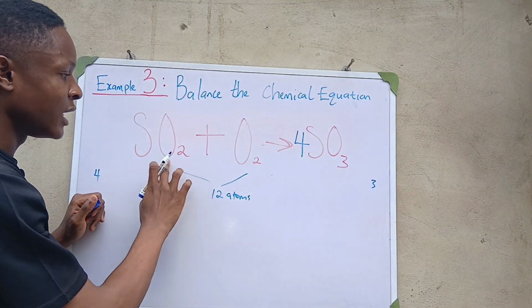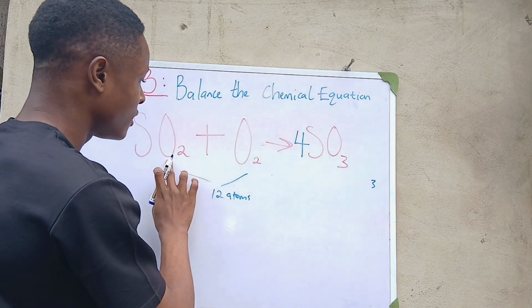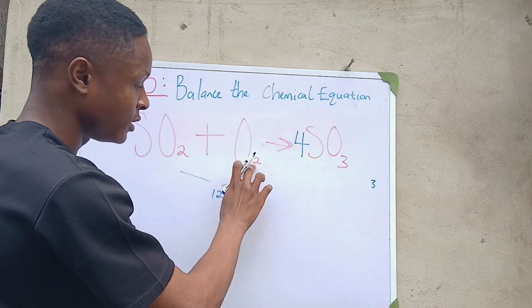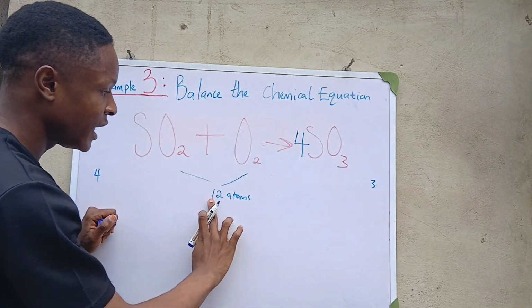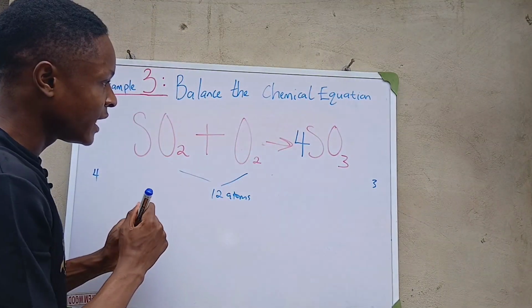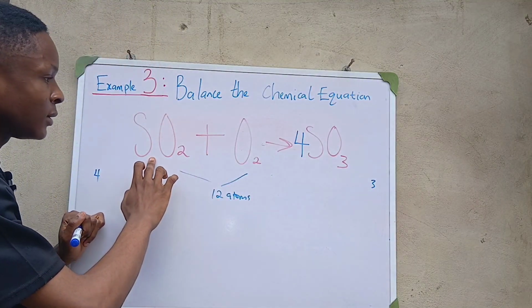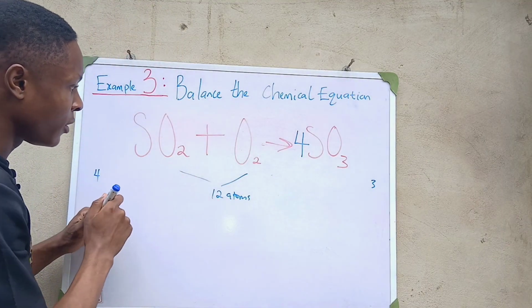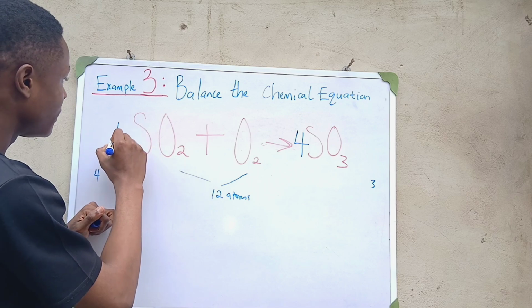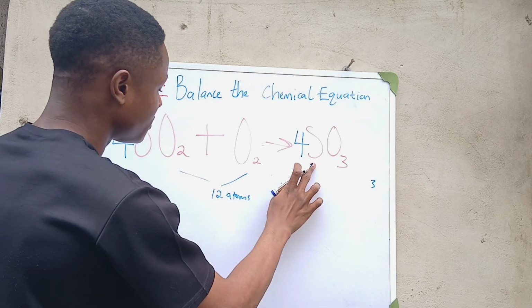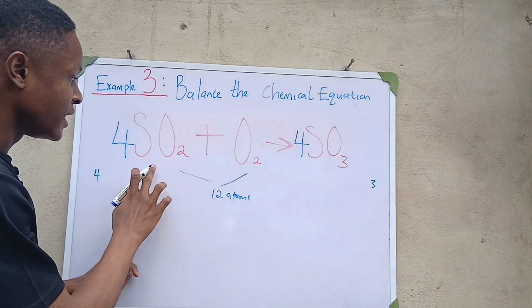But our oxygen are on different sides. This one is attached to sulfur, while this one is on its own. But we want the atoms to be 12. Looking at this, we have four atoms of sulfur on one side and only one atom of sulfur on the other. So to balance this, we are going to add 4. So we now have four atoms of sulfur and four atoms of sulfur. So our sulfur now is balanced.